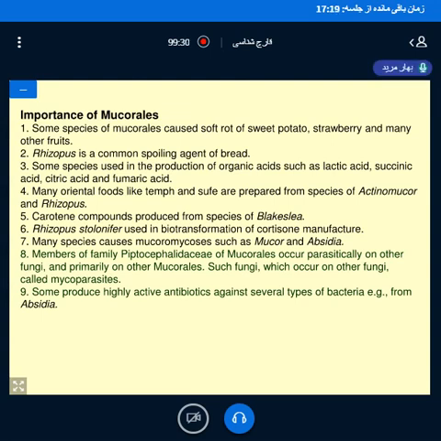Members of the family Piptocephalidaceae of Mucorales occur parasitically on other fungi, primarily on other Mucorales. Such fungi which occur on other fungi are called mycoparasites.